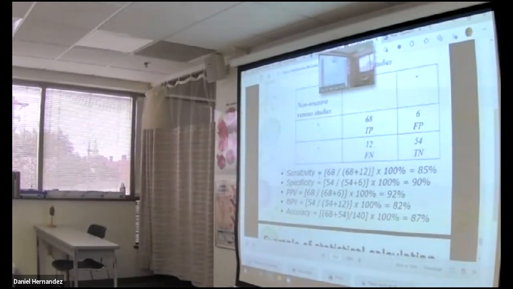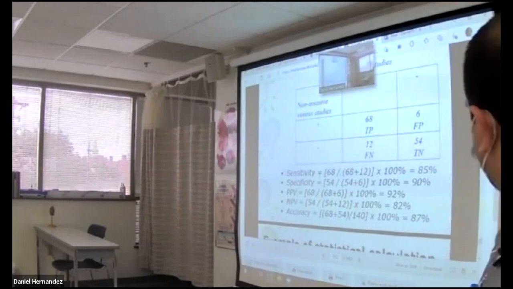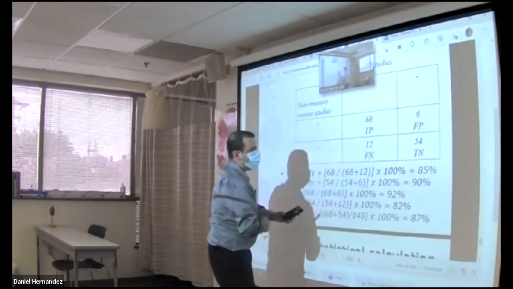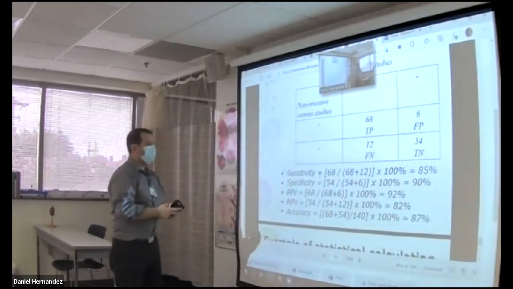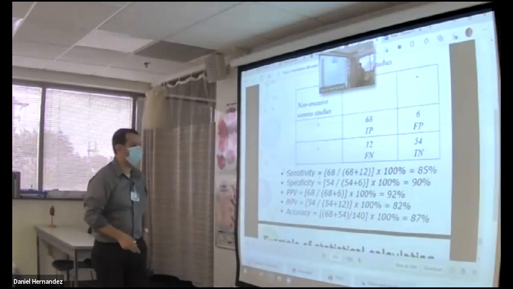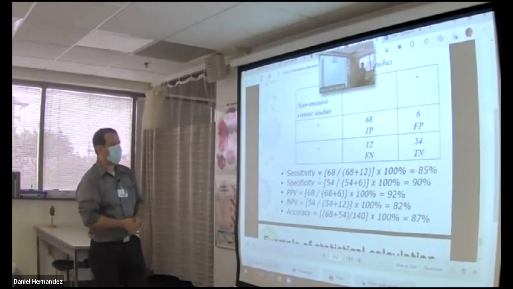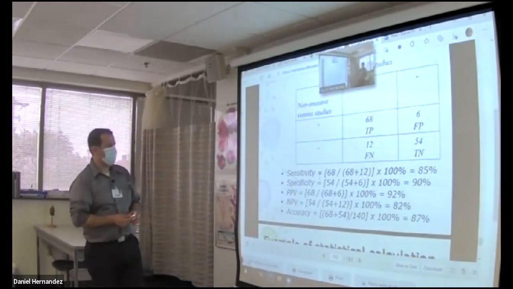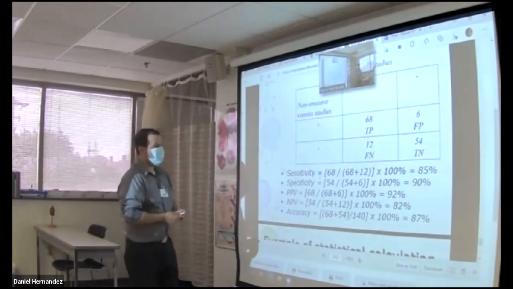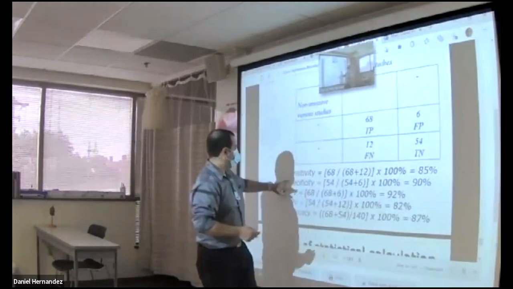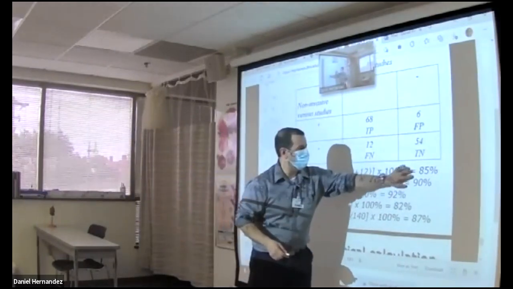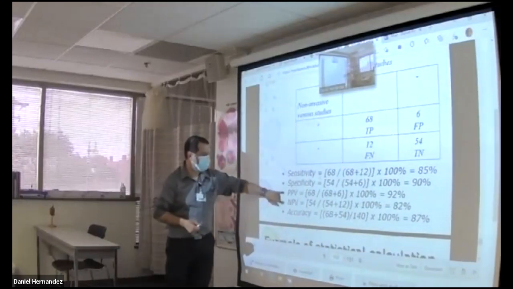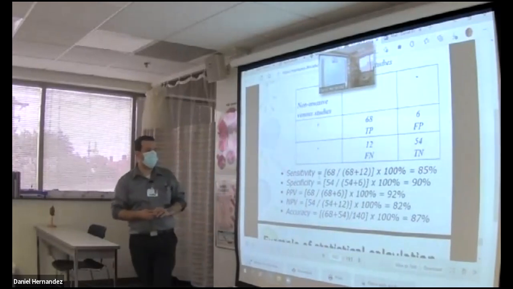You guys all get these? Yeah. Then you can see that your accuracy is going to lie in the middle between those values. It's going to lie in between your specificity and sensitivity. So 87 is in between those two. It's going to lie in between your positive and negative predictive values.